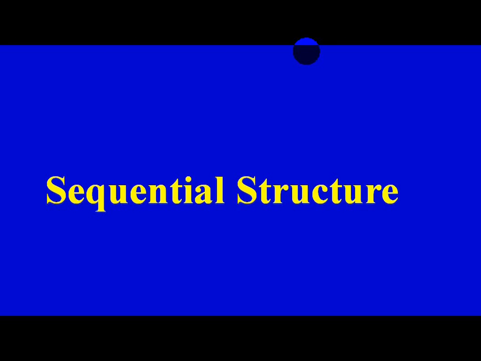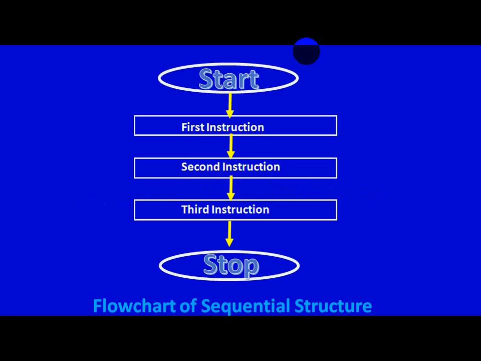Sequential structure: start, first instruction, then second instruction, then third instruction, and so on. At last, stop. It is the flowchart of sequential structure.